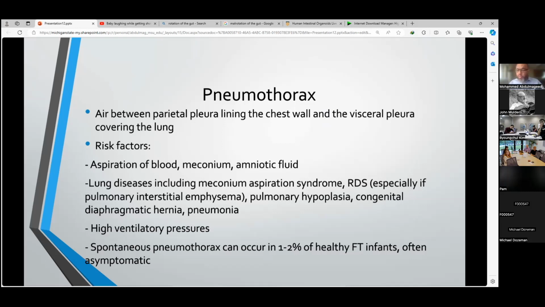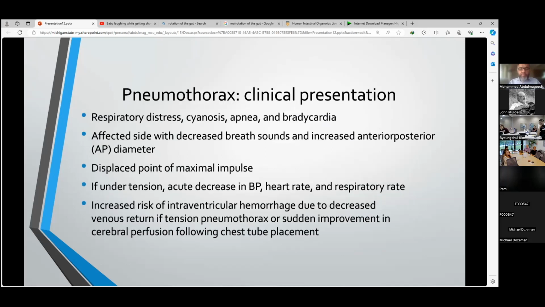As I mentioned, spontaneous pneumothorax can happen in 1 to 2% of healthy full-term infants, often asymptomatic. But most cases of pneumothorax happen in premature babies because of underdeveloped lungs. They present with respiratory distress, cyanosis, apnea, and bradycardia. If it's severe, the affected side will have decreased breath sounds with increased anteroposterior diameter. If it's a tension pneumothorax, there will be cardiorespiratory compromise, with bradycardia and bradypnea or apnea. There is an increased risk of intraventricular hemorrhage with pneumothorax.